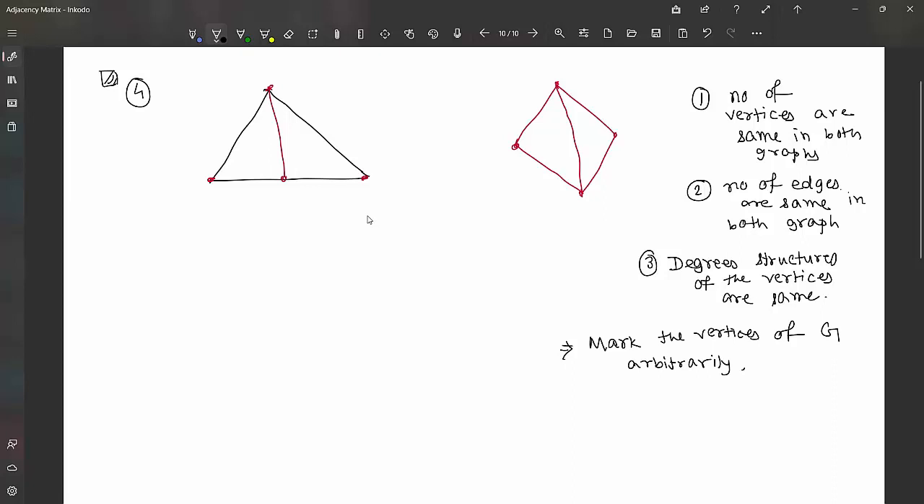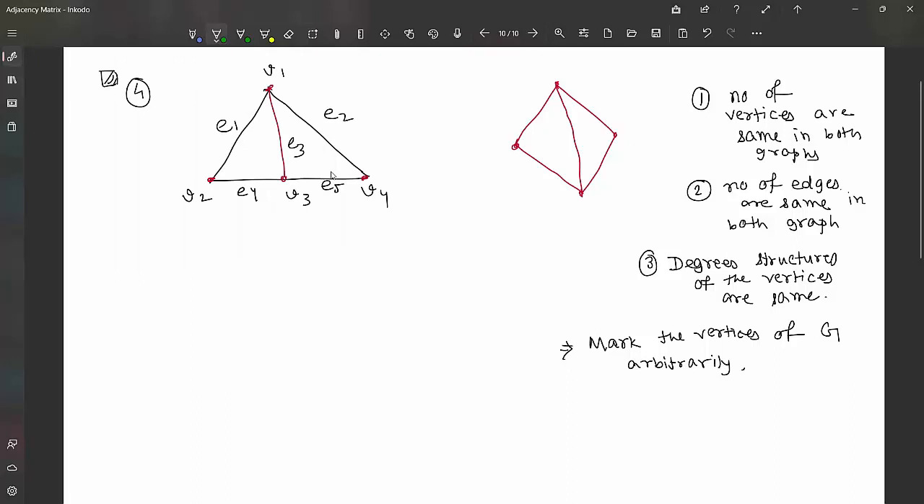What you may have chosen, you can give anything. So mark it as V1, this as V2, this as V3, and this as V4, and also the edges of this. So mark it as E1, E2, E3, E4, and E5. Okay, so we have marked E1, E2, E3, E4, E5, and after that you have to mark the corresponding vertices and just observe the degrees.